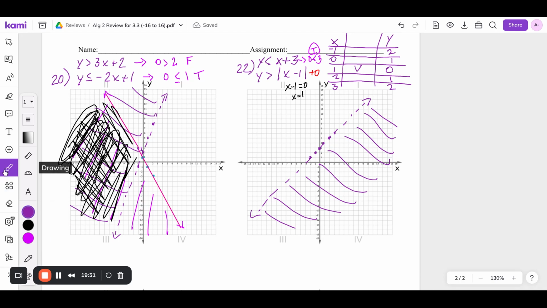All right, absolute value. I'm going to use that color. All right, my vertex is 1, 0. X is 1, Y is 0. All right, I'm going to plot these. Negative 1, 2. That's that point. 0, 1. X is 0, Y is 1. 2, 1. X is 2, Y is 1. 3, 2. Okay, look, not equal to, so it's dashed. This time the V is dashed.